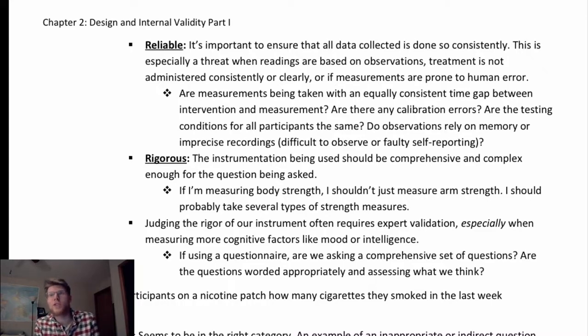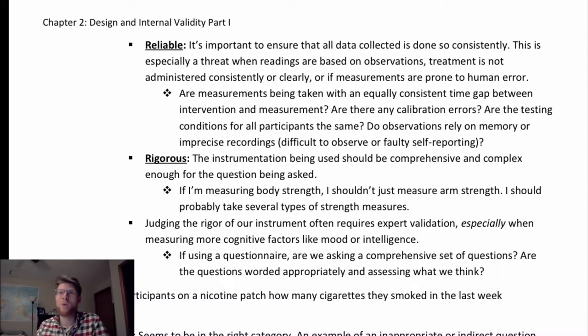And then rigorous. That just means that our instrumentation is comprehensive and complex enough to be helpful. So I'm not just taking really narrow or really vague, unspecific measurements, but specific, clear, and comprehensive measures that can be helpful. Judging the rigor of our instrumentation is a very complex thing to do. You can literally get a doctorate in measurement and statistics, basically how to write good measures and how to measure things well in research. So we're just listing it as a category. We're not thinking that deeply about it.